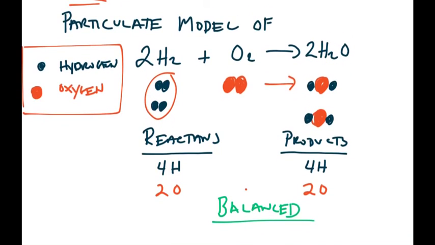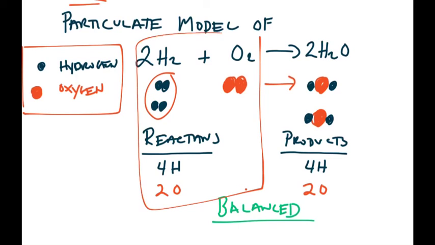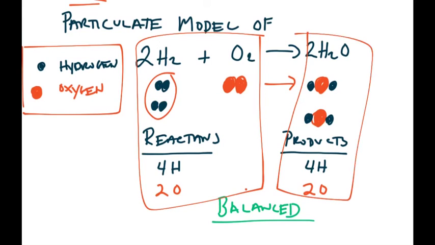If we count up the number of atoms on both sides, we have four hydrogens and two oxygens on the reactant side, which is this side right here. And on the product side, we have four hydrogens and two oxygens. That means that since the numbers equal each other, we're balanced.